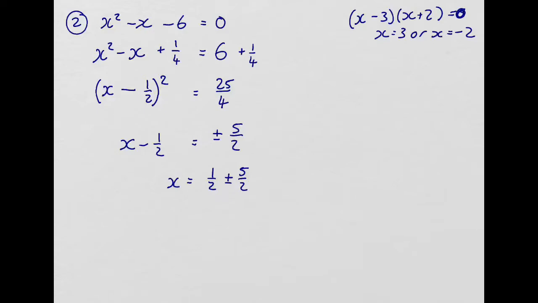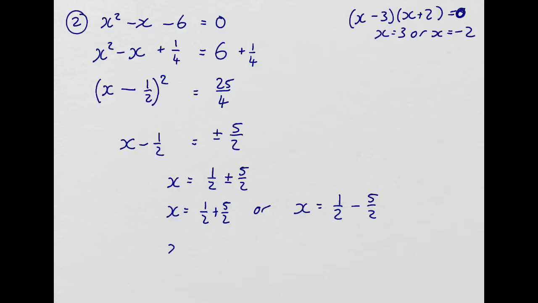Either it's a plus in between the two or it's a minus. So basically either x is equal to a half plus 5 over 2 or x equals a half minus 5 over 2. Those are quite simple to work out. 1 plus 5 is 6, divided by 2 is 3. And then 1 minus 5 is negative 4, so x equals negative 4 divided by 2, which is negative 2. Same solutions as we got up here. I hope that helps.